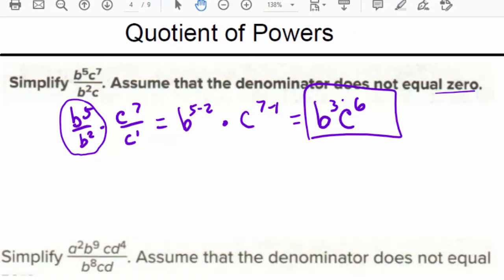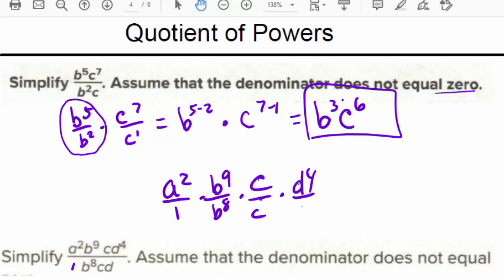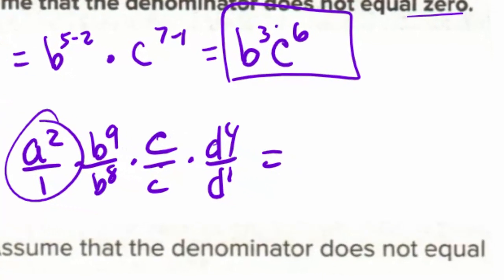We'll do the same thing on the bottom. So the first one is going to be a to the 2nd over 1, because there's nothing down here that matches a, times b to the 9th over b to the 8th, times c over c times d to the 4th over d to the 1st. Now this first one is just going to be a squared, because a squared divided by 1 is a squared. The second one, b to the 9th over b to the 8th, again is b to the 9 minus 8, which is just b to the 1st.